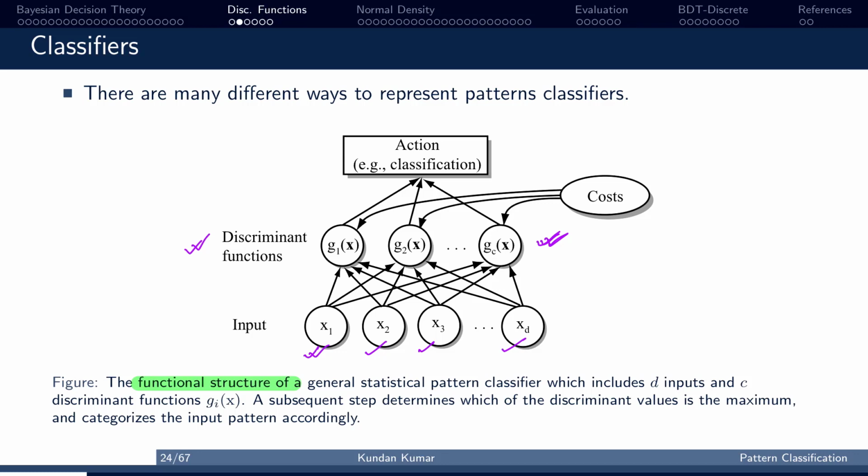In the subsequent step it determines which of the discriminant values is the maximum. That means if we compute the cost for these individual discriminant functions, we will find which discriminant value is the maximum and categorize the input pattern accordingly. So this is the general statistical pattern classification system.